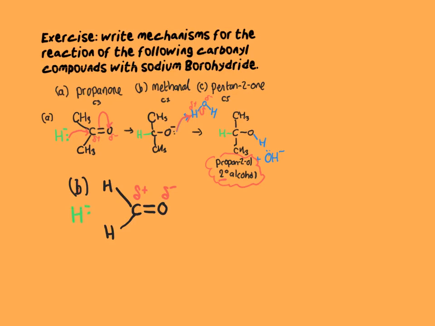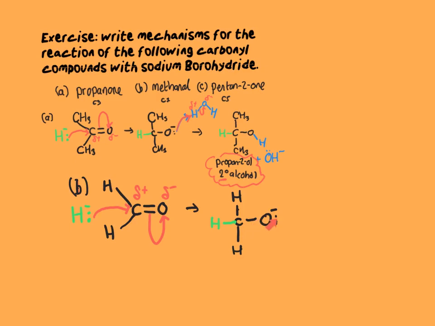Let's now look at methanal. Again, exactly the same mechanism. Put your dipole in. The hydride ion attacks the electron deficient carbon. The pi electrons move on to the oxygen. The intermediate shows the oxygen with a lone pair of electrons that have come from the pi bond. This is really, really important. Put your lone pair of electrons on there. There's the original hydrogen, and here is the hydrogen that's come from the hydride ion.